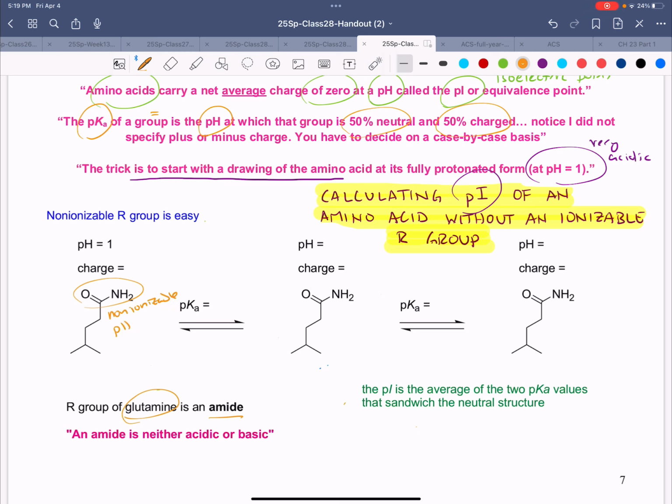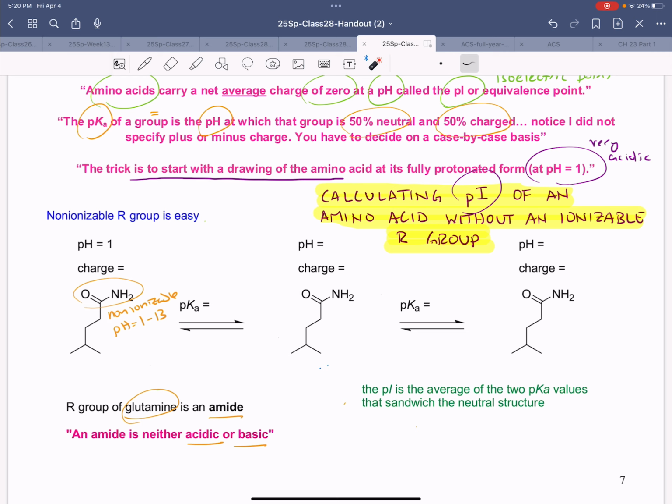Between pH 1 to 13, this is the important part, it's neither acidic nor basic. Now, yes, if you get super basic, like way above 13, you can make this nitrogen negative. Or if you become super acidic, you can make this oxygen positive by putting an H. But within these pH values, that should never become an ion.